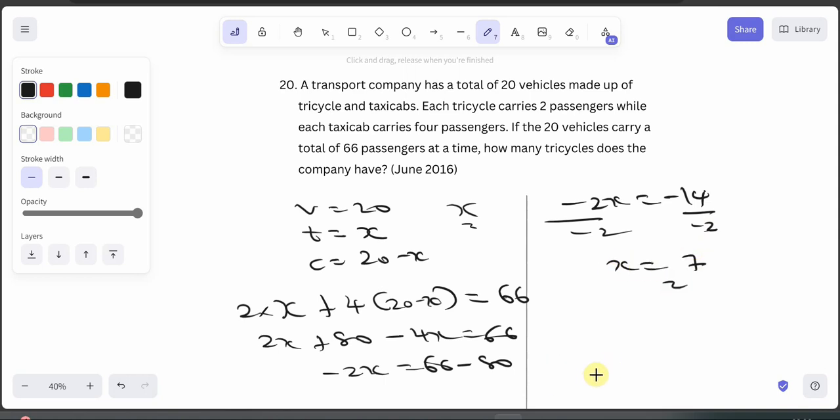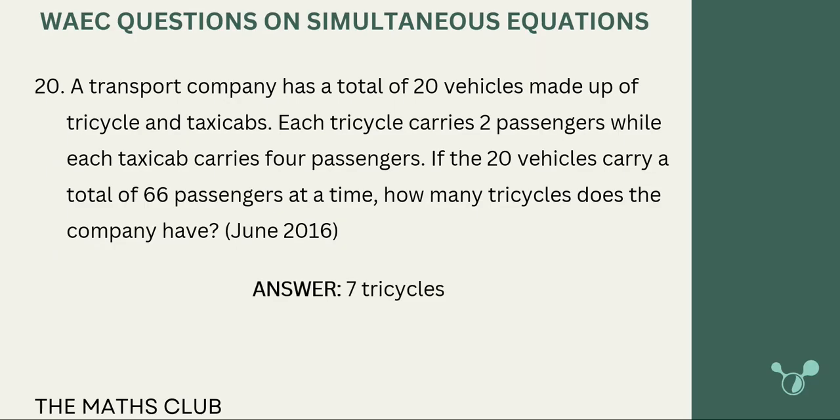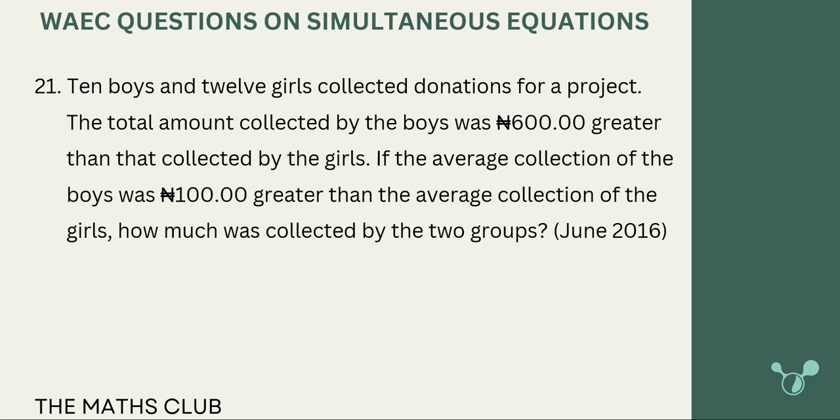I hope you understood the dynamics of what happened there. If there are 20 vehicles in total and there are x tricycles, that means there are 20 minus x cabs. If we take the number of passengers of the tricycles and the number of passengers of the cabs, it is to give us 66. And that's how we're able to find the number of tricycles, which is x as 7. Let's see if our answer is correct. 7 tricycles. Next question says that 10 boys and 12 girls created donations for a project.